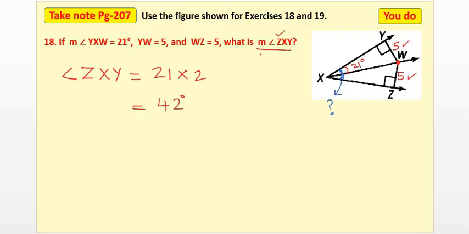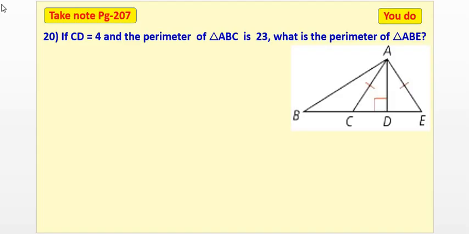They want us to find this angle, and one of the angles is given as 21. So because it's lying on the angle bisector, this angle will also become 21. So you can say 21 times 2 or 21 plus 21. The final answer, the whole angle ZXY will become 42 degrees. Clear? Next question, question number 20.